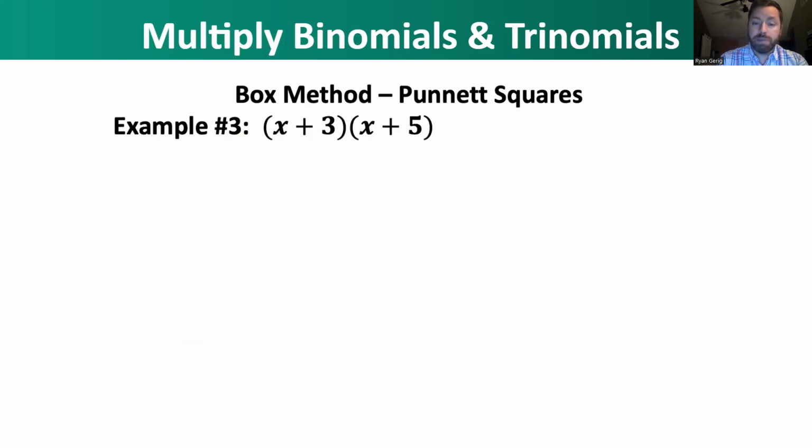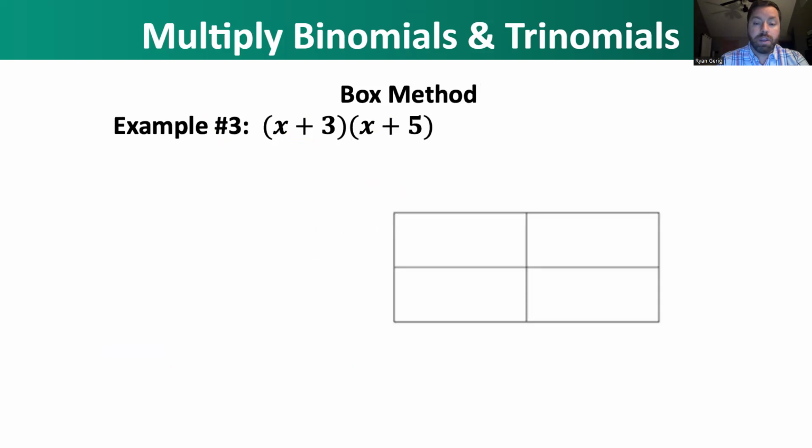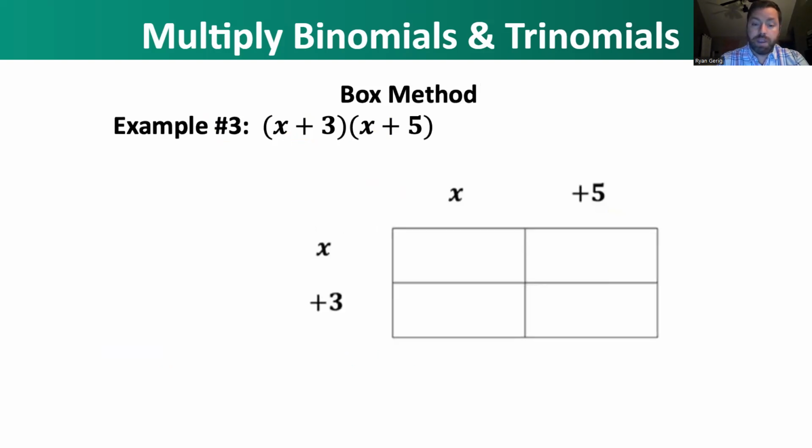You can also do a box method. This is a method that's a little more visual for people. Some people like this one. If you like it, go for it. You set up a box. It looks like a Punnett square if you've gone through biology. You put one of the binomials on the side and one of the binomials on the top. It does not matter where you put them. Make sure you include the signs. So these are both positive. But if it's negative, like x minus 3, you'd want to put the negative with the 3.